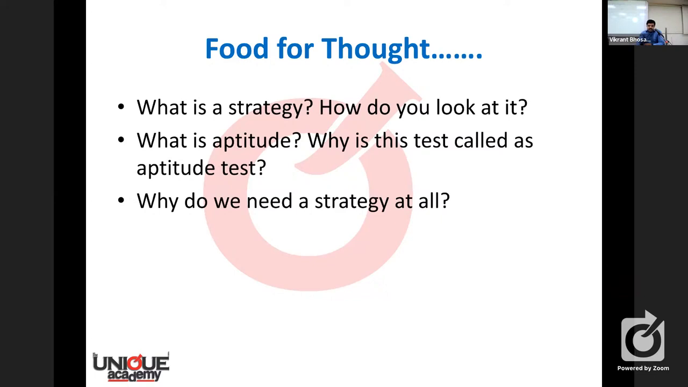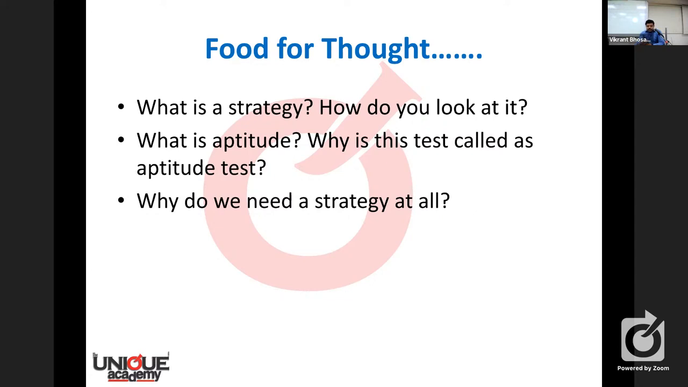Okay. All right, fair enough. But still, it is not a specific difference. What else could it be? See, not every aptitude helps you to solve problems. So problem solving is not the major thrust of aptitude. It is just a part of aptitude.